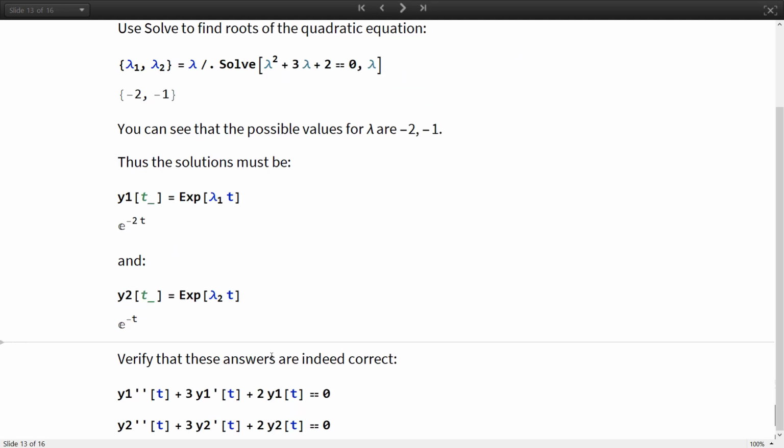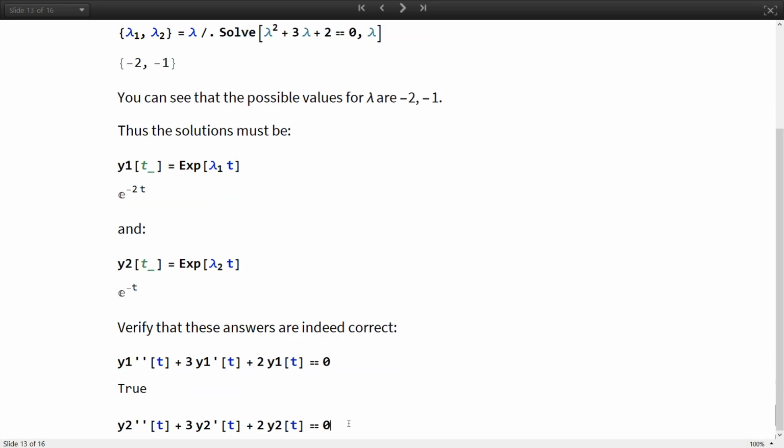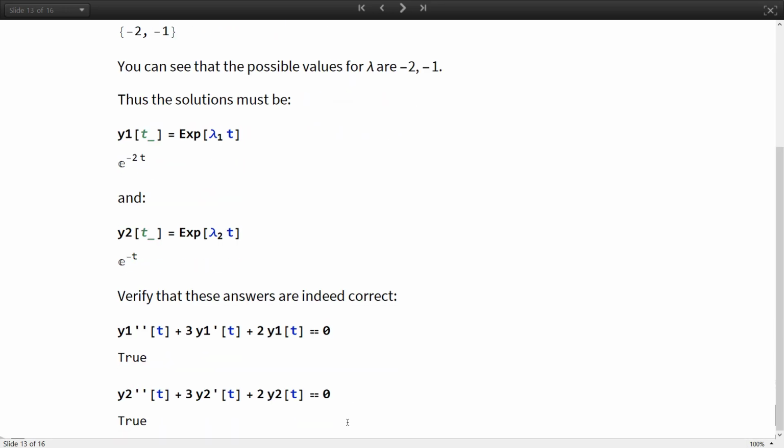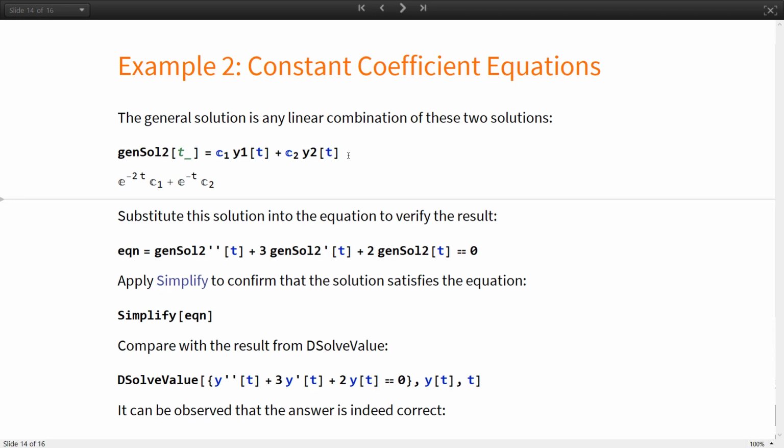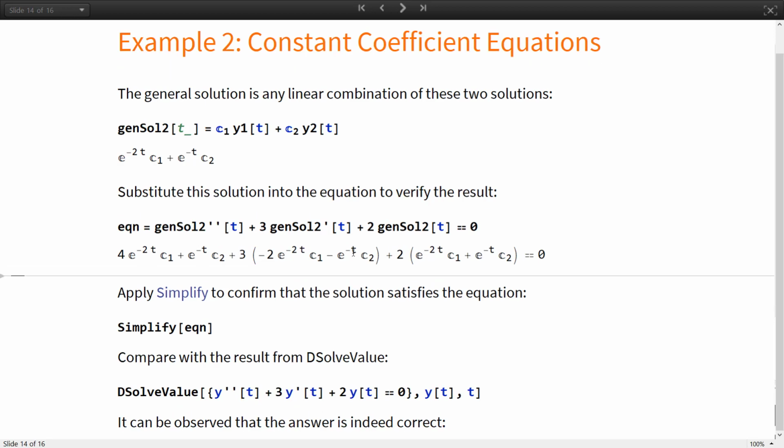It is easy to show that these two functions satisfy the differential equation. The general solution is any linear combination of these two solutions. Now that we have the general solution, substitute it back into the differential equation to verify that the linear combination also satisfies the equation. Apply the Wolfram Language function Simplify to explicitly show that the solution satisfies the equation.